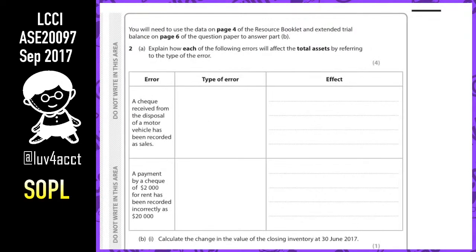First, explain how each of the following errors will affect the total assets, by referring to the type of error. A check received from the disposal of a motor vehicle has been recorded as sales. So, type of error: receipt from disposal should be in the disposal account, but now it is recorded as sales.